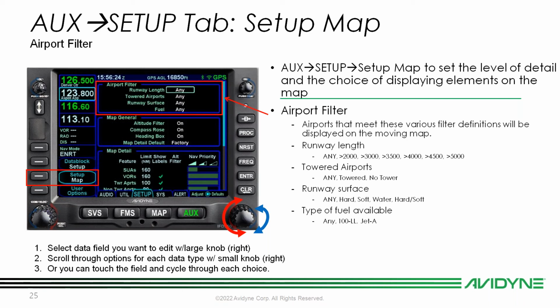And then fuel. Type of fuel available is going to be any, 100 low lead, and Jet A available at those airports. So if it's 100 low lead only, then it'll only show airports with 100 low lead, right? If it's only a Jet A airport, and so on.